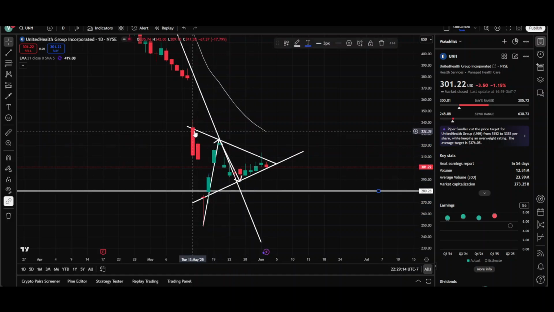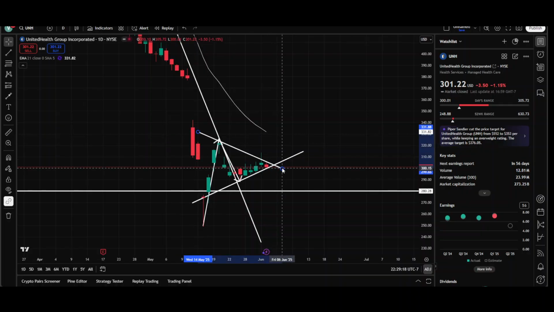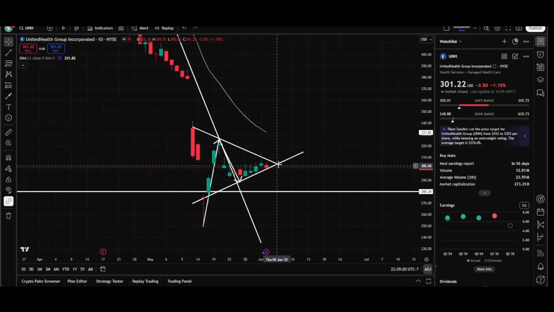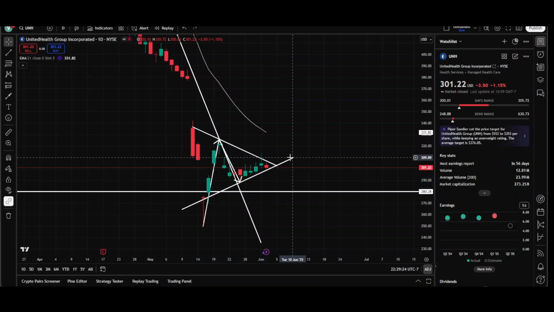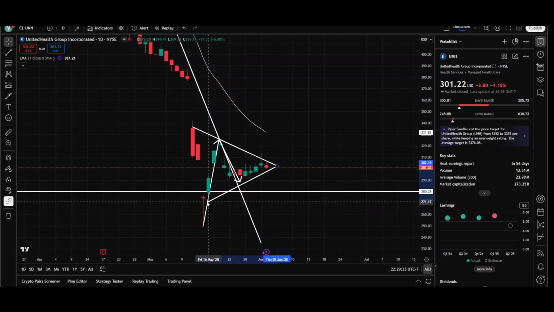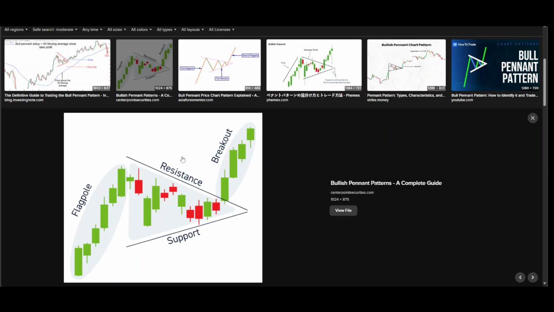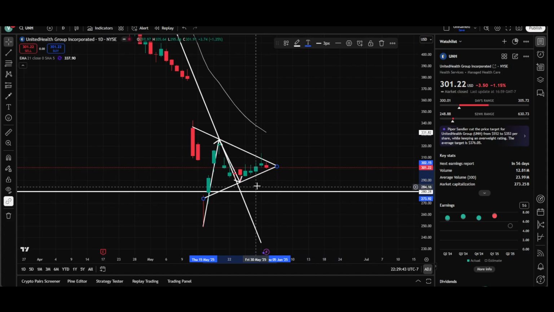So now we are stuck between two trend lines. We have this bearish trend line in play, price is below and respecting. And then we have a bullish trend line in play that price is above and respecting. So it's basically an equilibrium going on. The volatility is compressing between these two trend lines. You could say a pennant formation, where we have a flagpole and then support and resistance trend lines, and then a potential breakout higher.